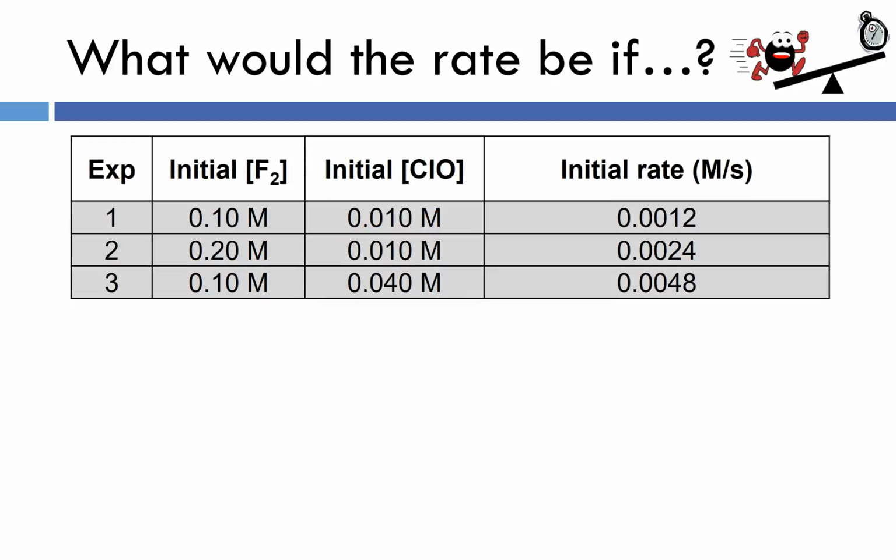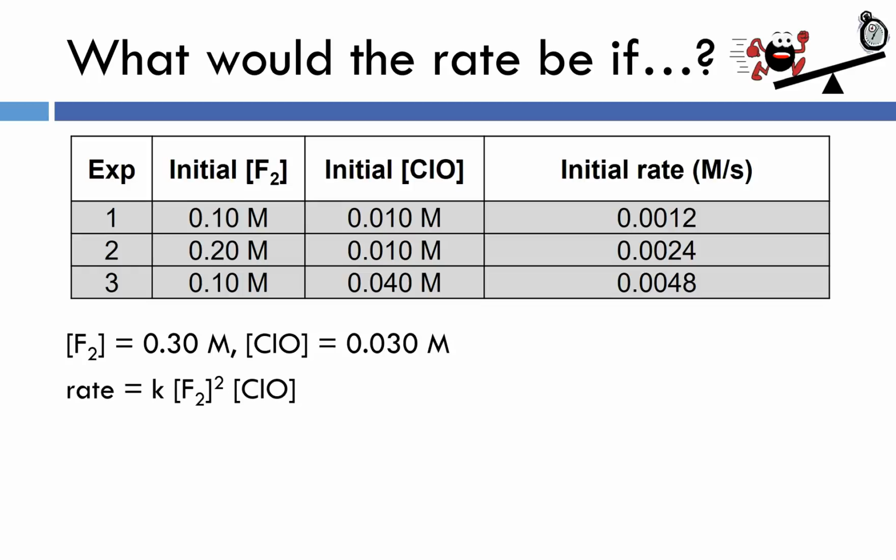All right. Last but not least, I can ask you, once you've found the rate constant, to figure out what the rate would be with different concentrations. So let's say that we run experiment number 4, and we've got F2 at a concentration of 0.3 molar and ClO at a concentration of 0.03 molar. Can you predict the rate?